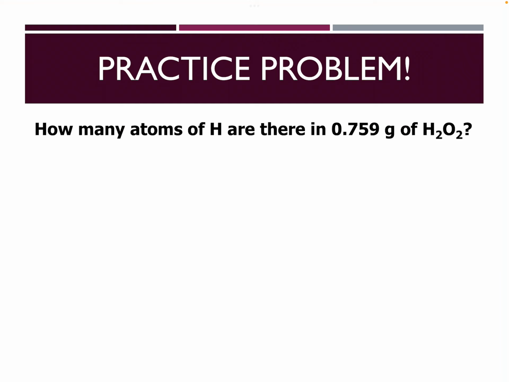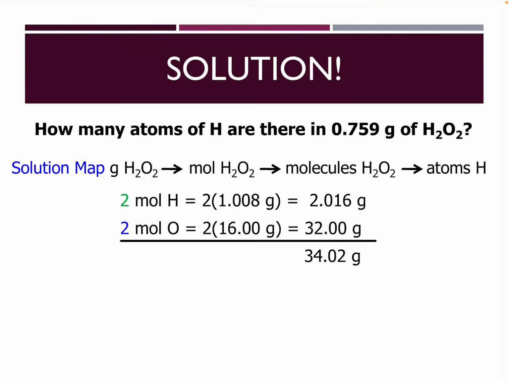All right, so we're trying to convert grams of hydrogen peroxide into atoms of hydrogen peroxide. The only conversion factor we know with grams is to turn grams into moles using the molar mass. So let's go ahead and start there. In order to turn grams into moles using the molar mass, we need to find the molar mass.